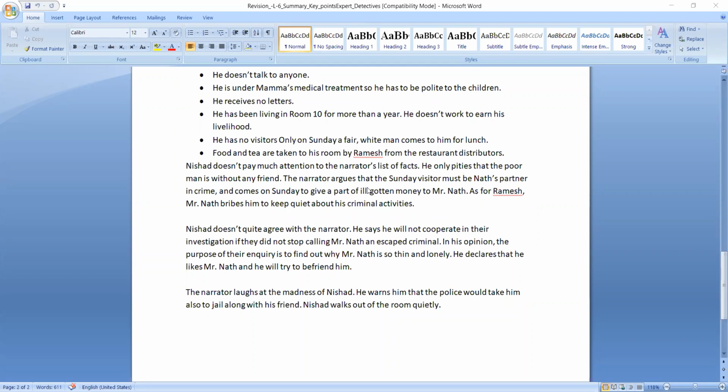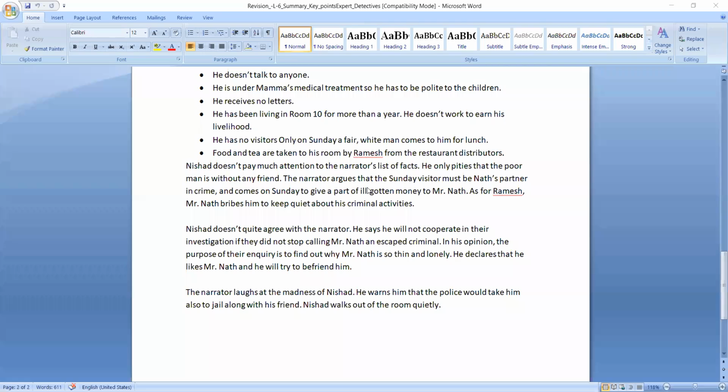Nishad actually did not agree with the narrator. He said that he would not cooperate in their investigation if they did not stop calling Mr. Nath an escaped criminal. In Nishad's opinion, the purpose of their inquiry was to find out why Mr. Nath was so thin and lonely.